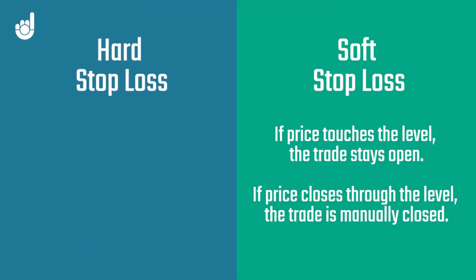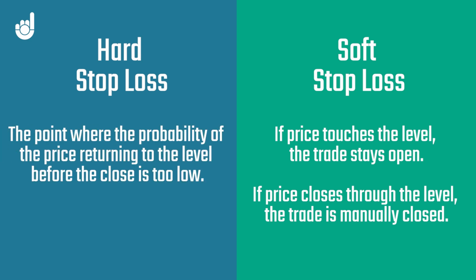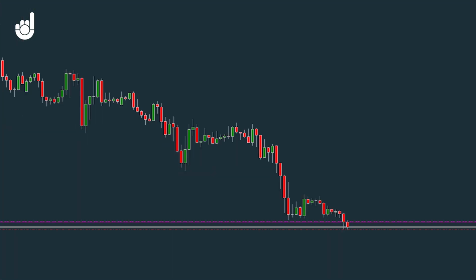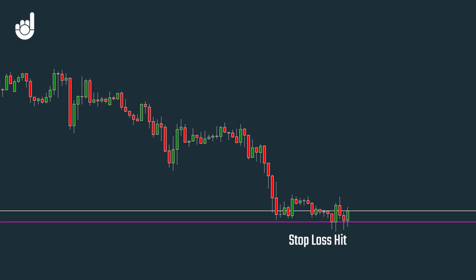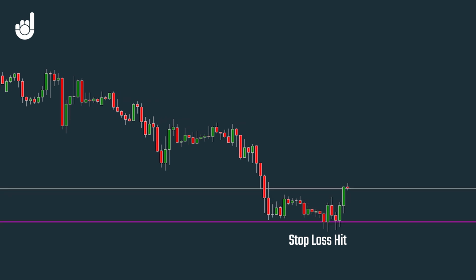So at that point, it's better to take the loss and be out of the trade rather than risk the loss getting any bigger. Okay, so soft stop is at the point where, if the price touches it, I won't be out of the trade. If it closes through it, I'm out of the trade. Hard stop is at the point where if the price reaches that, there's very low probability it gets back above the level. This means I can reduce the number of times that I'm stopped out of my trade, only to then see the price fly off in the opposite direction.